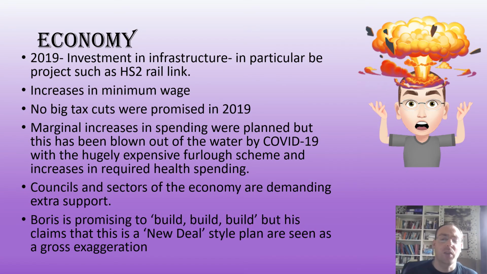Now, when looking at the economy, the emphasis at the 2019 election was on investment projects, for example things like the HS2 rail link, and one between Manchester and Leeds as well. They talk about increasing the minimum wage. No big tax cuts were promised in 2019. There were some plans for some marginal increases in spending, but nothing that would really highlight a complete reversal of austerity, though Johnson has spoken in those terms.